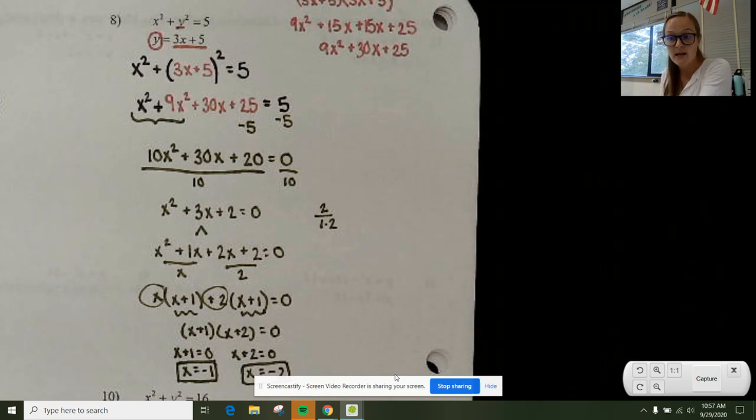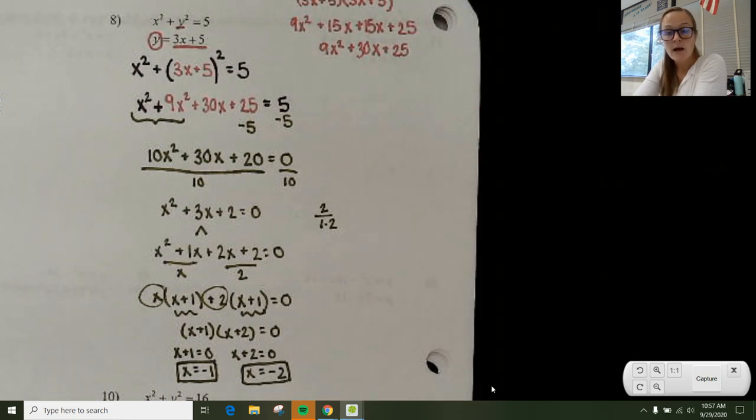I need to make sure my answer is in coordinates, ordered pairs. So I need to plug these x's into the linear equation. I could use the quadratic, but it's just too tricky. Like why would I use the quadratic when I have a linear sitting there for me? So I'm going to use the linear equation, y equals 3x plus 5, and I'm going to plug in each x value to find its corresponding y value.